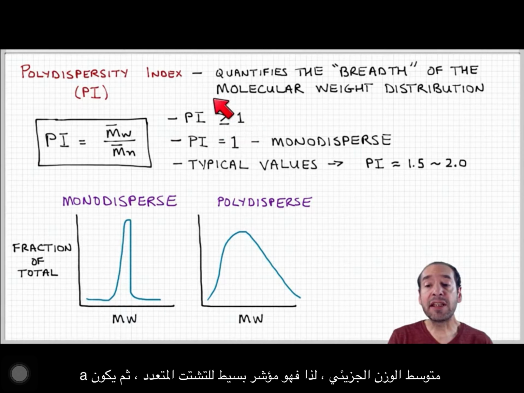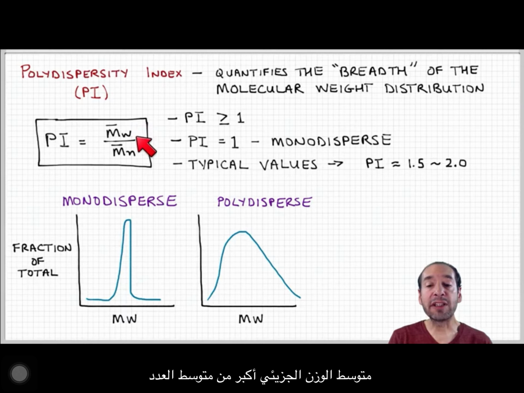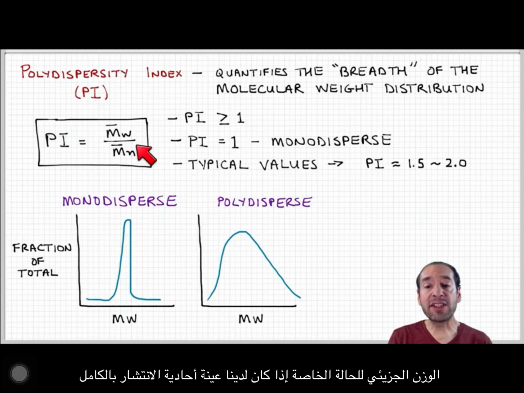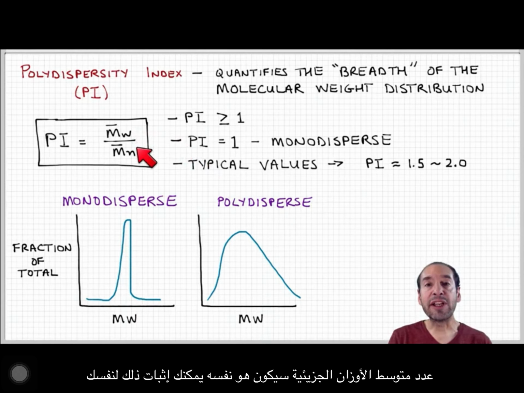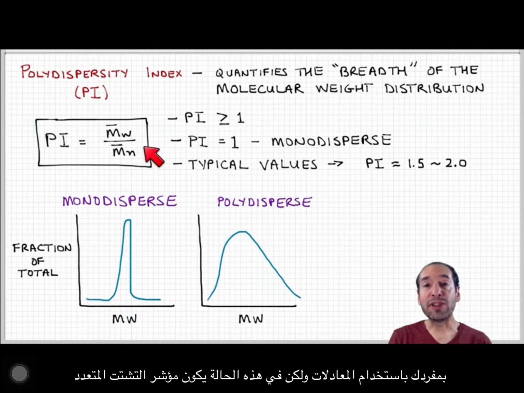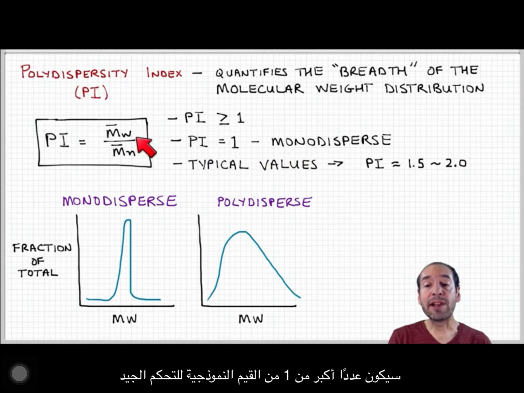Polydispersity index then is a number that is greater than or equal to 1, because remember we said that the weight average molecular weight is greater than the number average molecular weight. There's a special case if we have a totally, fully monodispersed sample where all the chains have exactly the same length. In that case, the weight and number average molecular weights will be the same. You can prove that to yourself on your own using the equations, but for that case, the polydispersity index is equal to 1. But for any other non-monodispersed distribution, this is going to be some number greater than 1.